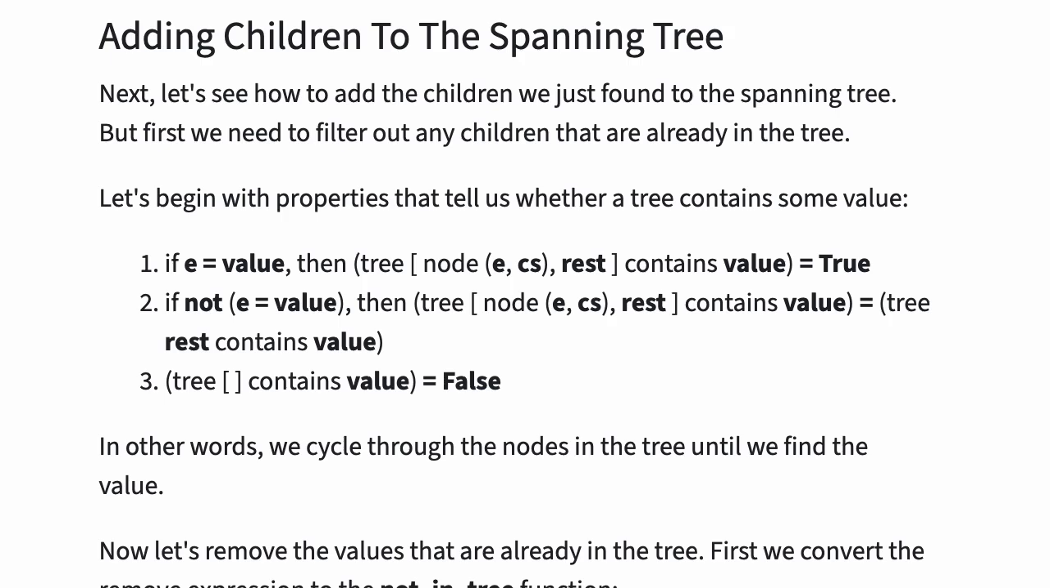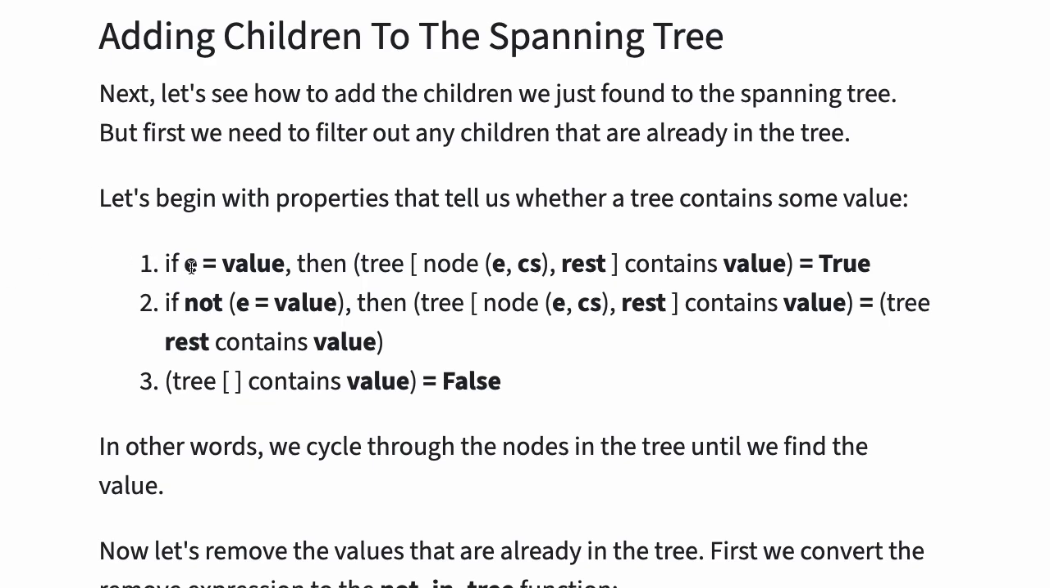Next, let's see how to add the children we just found to the spanning tree. But first, we need to filter out any children that are already in the tree. Let's begin with properties that tell us whether a tree contains some value.